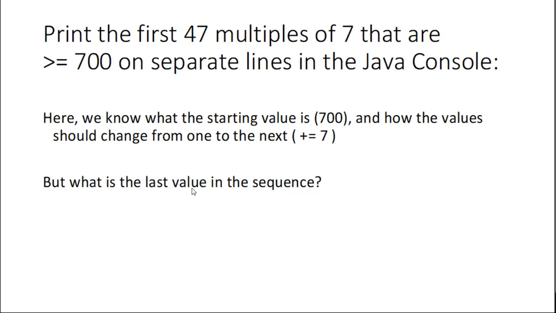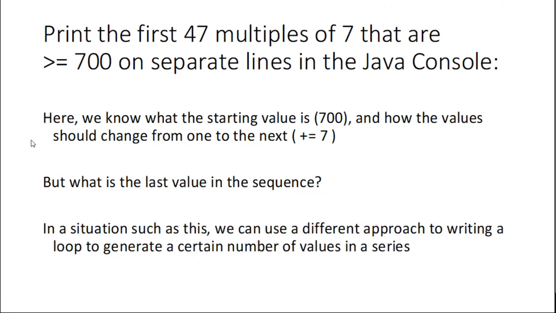Okay. So that makes this a different kind of problem. In a situation like this, where you don't specifically know the starting and ending values that you want, there's a different approach we can use to write the for loop that will generate a specific number of values in a series of numeric values.